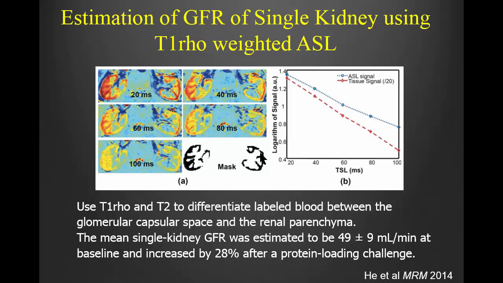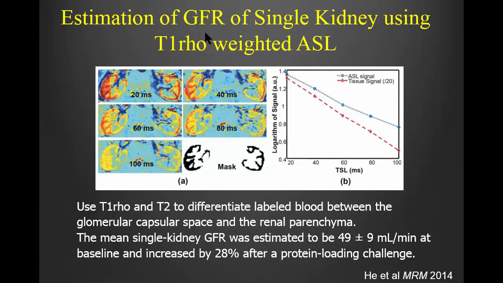Another interesting direction is body organs. This is a new study published by Xiang He last year, in which he tried to separate the different compartments in the kidneys using T1rho-weighted ASL. The idea was that filtration at the glomerulus filters out water and waste, but does not let the protein out of the blood.